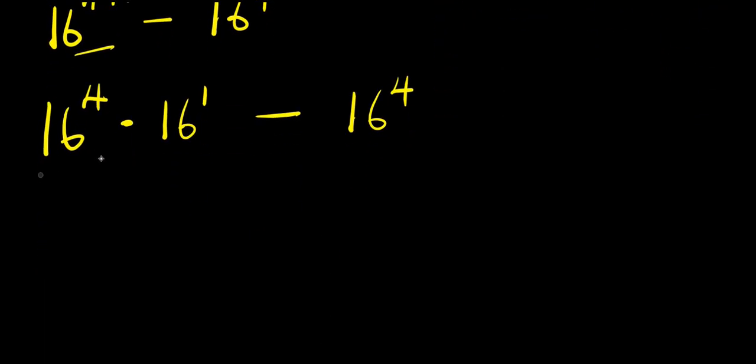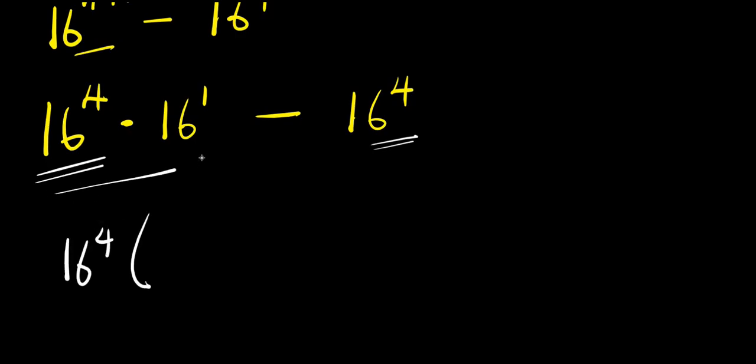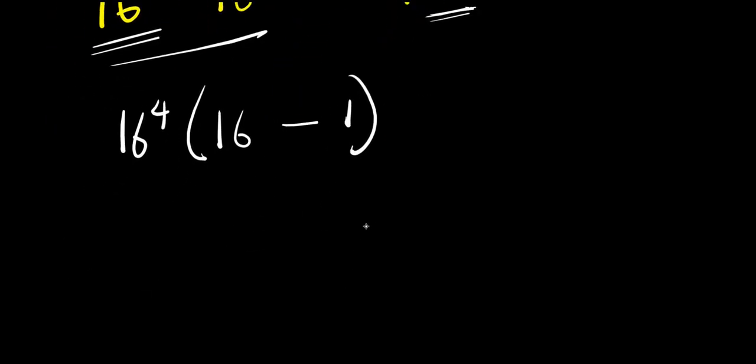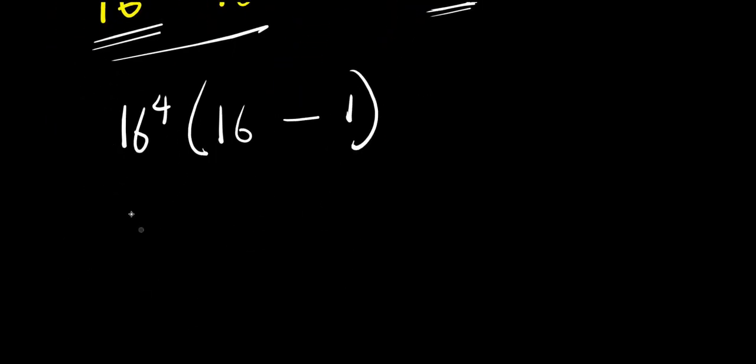So right here, there's 16 power 4, there's 16 power 4. So I can factor that out. I have 16 power 4 times, this would divide 16 power 4, so we have 16. Minus 16 power 4 would divide 16 power 4, I have 1. So right here, I will have 16 to the power of 4 times 16 minus 1, I have 15.